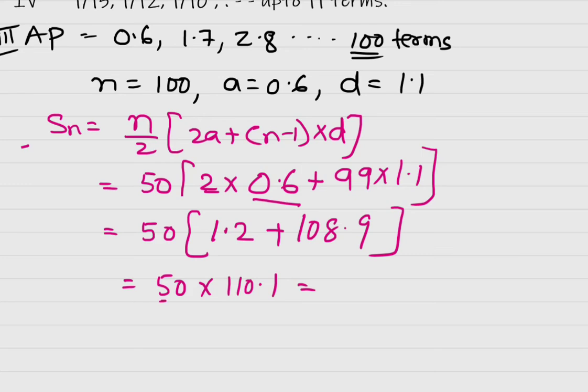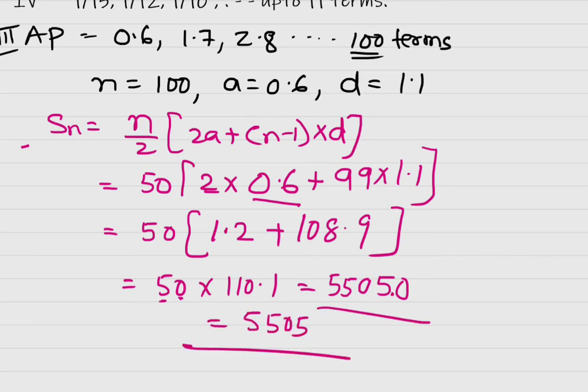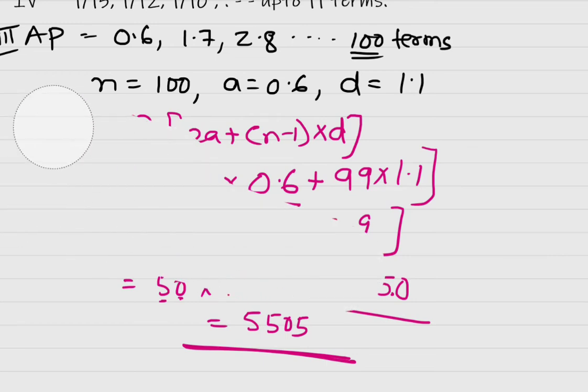Multiply by 5. So 5 ones are 5, 5 zeros are 0. Again 5 ones are 5 and 5 ones are 5. 1 0 you have to put because you are multiplying with 50. Now from the end you have to put 1 point. So your final answer is 5505. This is your final answer. That means the sum of n terms of the AP 0.6, 1.7, 2.8 up to 100 terms will be 5505.